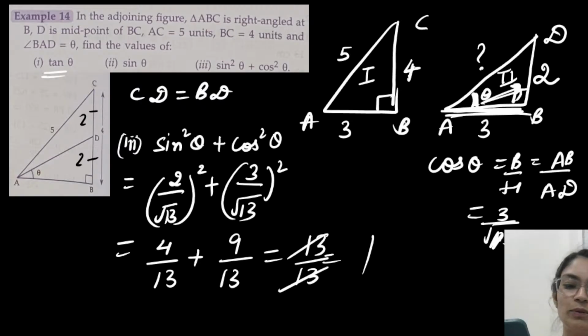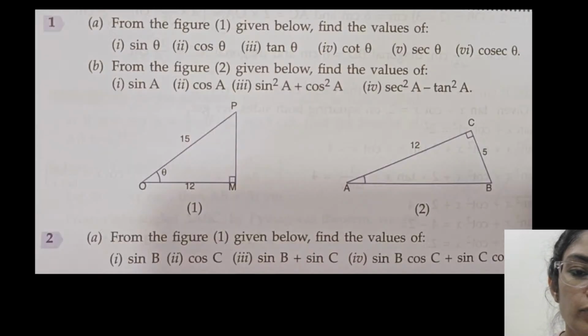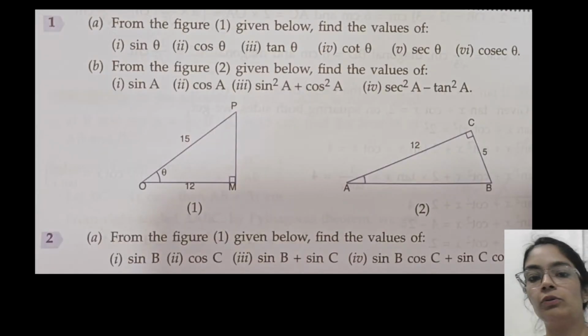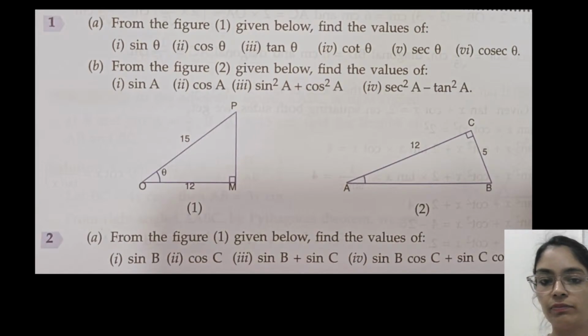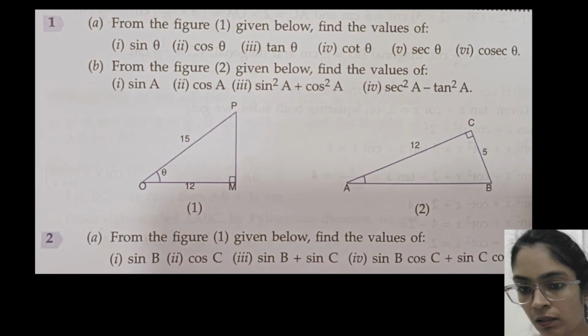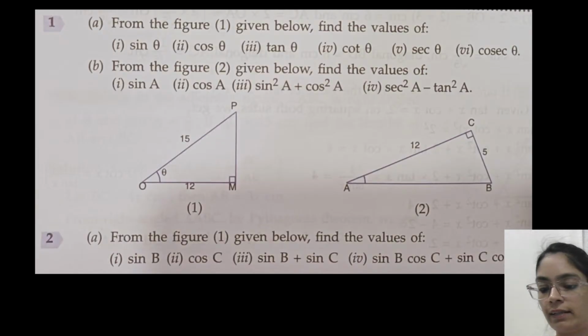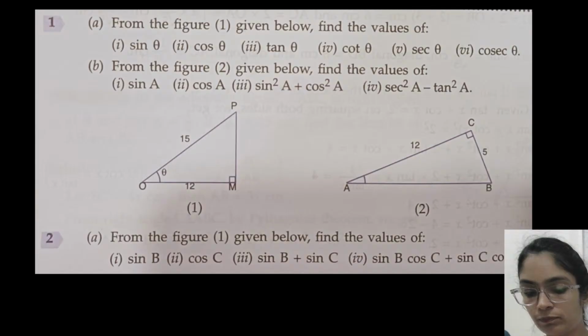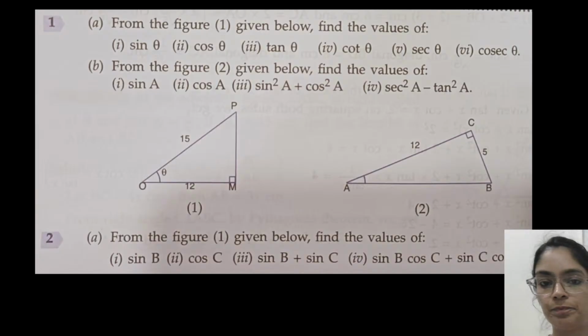So this was the last question. I'll give a few questions for practice that you can do. You can take a screenshot. Any doubts you can tell, or else we'll finish the class; it's already 10 o'clock, 10:03. Just take a screenshot and practice this question. Cos square plus sine square theta is equal to 1.